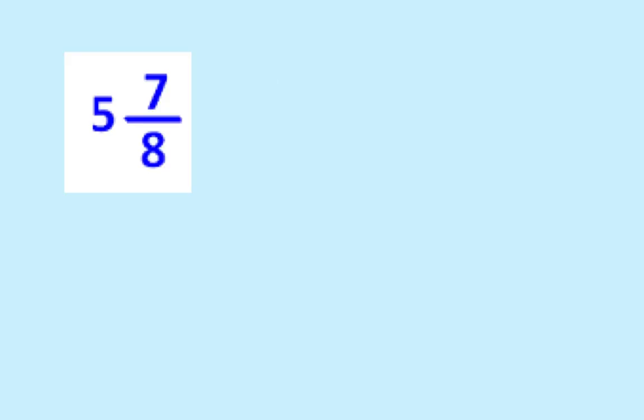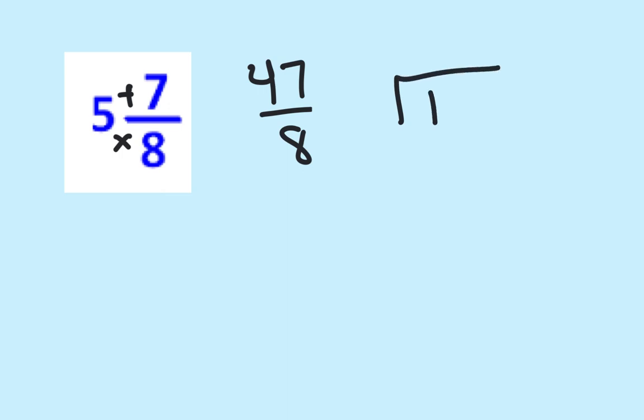All right, to change a mixed number into a decimal, there's a couple of different ways we can do it. We can start with things that we know, like we know how to do round the world. So 5 times 8 is 40 plus 7 gives me 47 eighths. Then I can do just what it says on my paper and do 47 divided by 8.